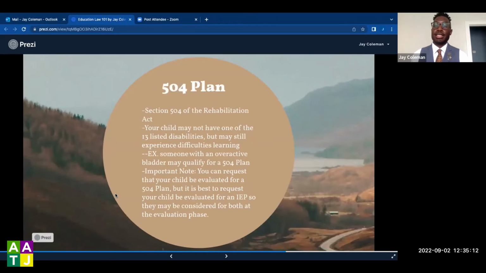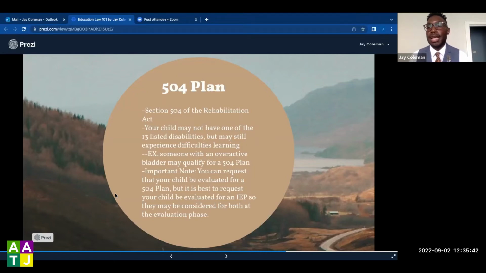Okay, so we'll go to something that's a little bit easier, the 504 plan. Section 504 of the Rehabilitation Act pretty much says your child may not have one of the 13 qualifying disabilities that we just went over, but they still need a little bit of extra help as it concerns learning. To me, I look at the 504 plan almost like a tutor. It's not a tutor, but I look at it like that, like a little extra push almost.